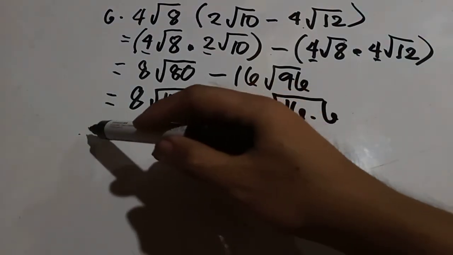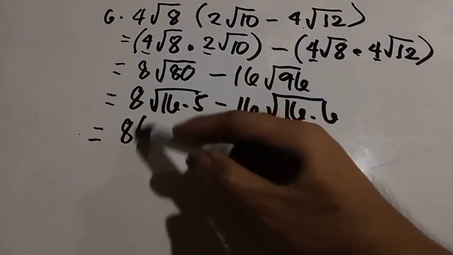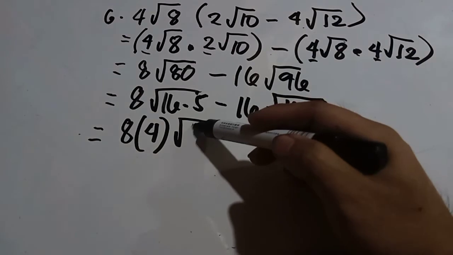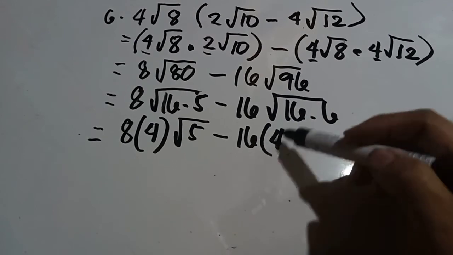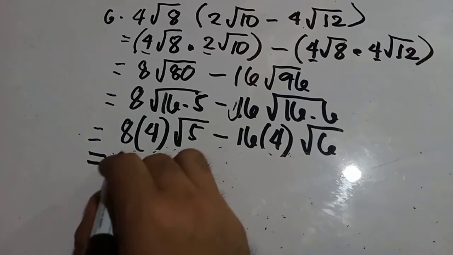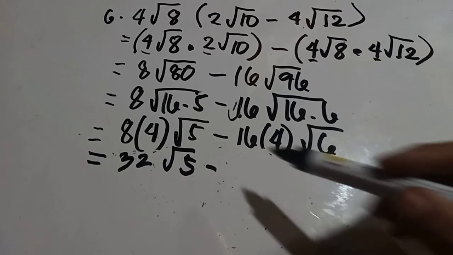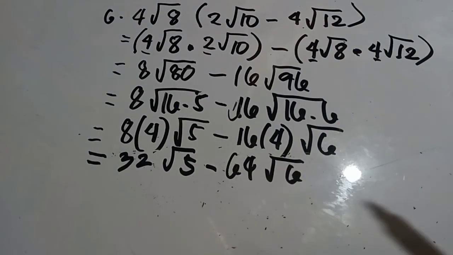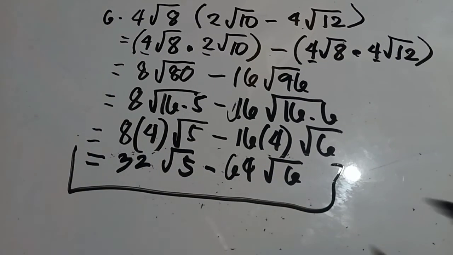Alright, next is we're going to get the square root. So, 8 square root of 16, that is 4. Ilabas natin 4, and remaining the square root of 5. Minus 16, ilabas natin yung square root of 16, that is 4, remaining square root of 6. Multiply 8 times 4, that is 32 square root of 5, minus 16 times 4, that is 64 square root of 6. Is it the final answer? Yes, this is our final answer, which is 32 square root of 5 minus 64 square root of 6.